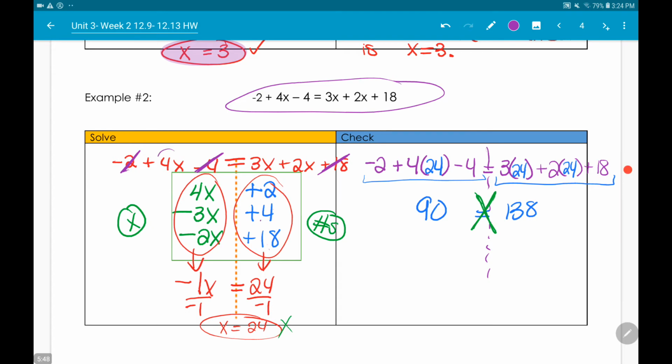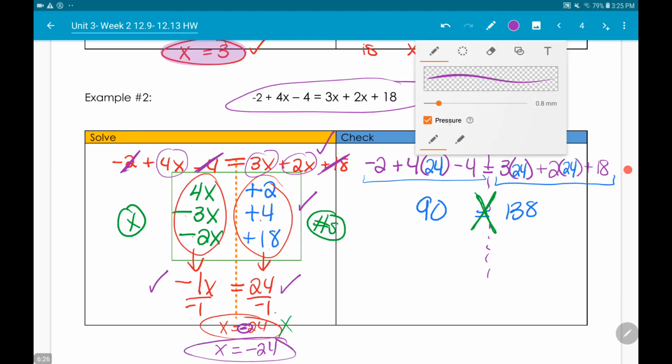All right, 4x, letter, brought it down, stayed the same. 3x crossed stays, 2x crossed stays. Okay, so this step was right, and this step was right. So it must have been my adding. So 4 minus 3 minus 2 does in fact get me -1, so this side is good. 2 plus 4 plus 18 does get me 24. Then I divided by -1. Uh-oh, I see it. I should have gotten a -24. So just that simple mistake got me a different answer.